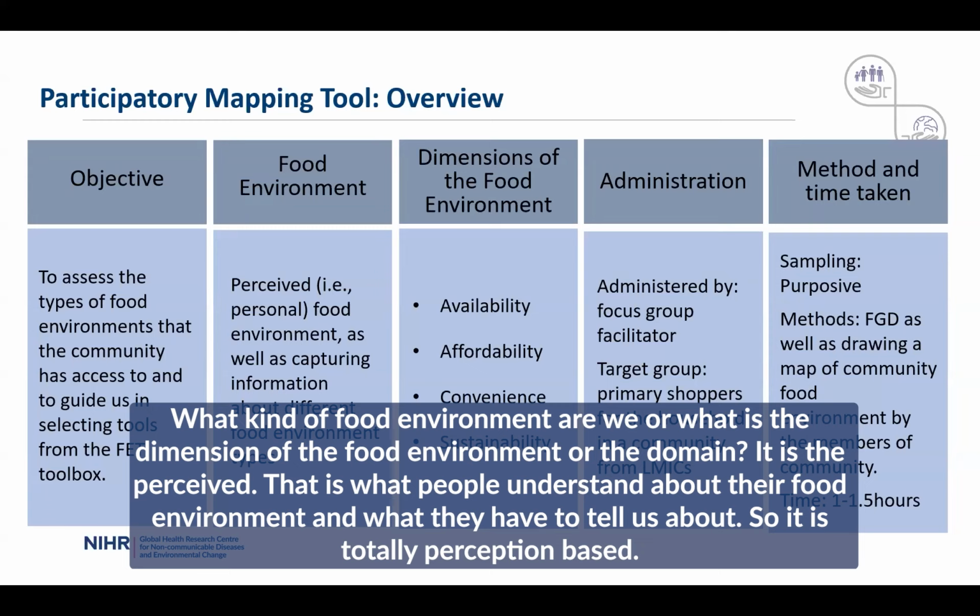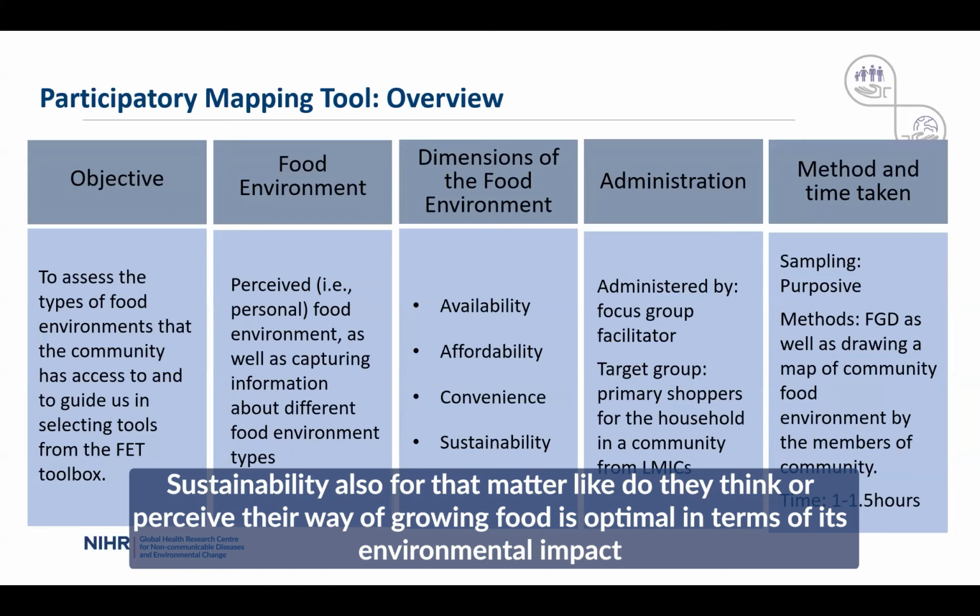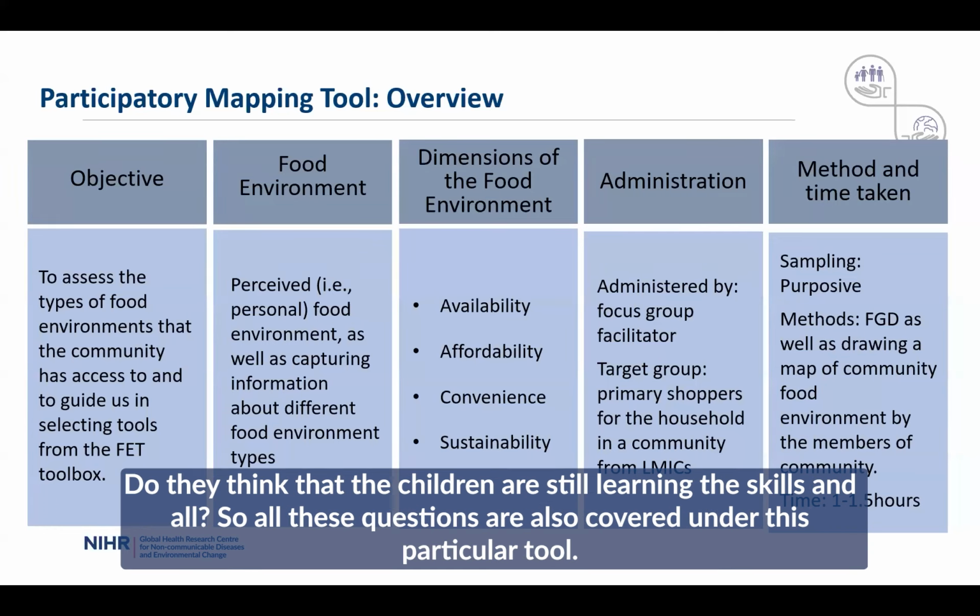It is the perceived, that is, what people understand about their food environment and what they have to tell us about. So it is totally perception based. The dimensions of food environment we are looking at are availability, affordability, convenience, and sustainability also for that matter. Like, do they think or perceive their way of growing food is optimal in terms of its environmental impact? Do they think that the children are still learning the skills and all? So all these questions are also covered under this particular tool.